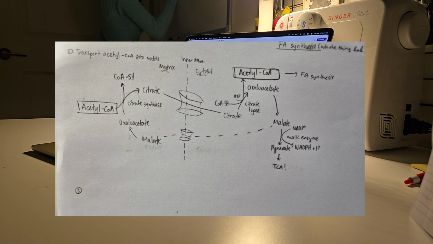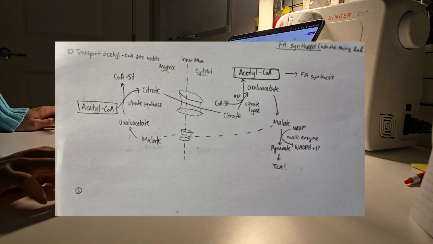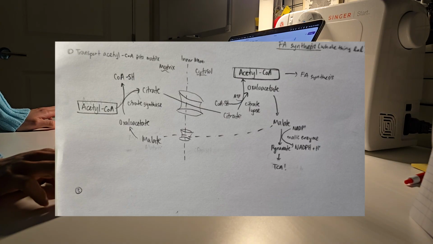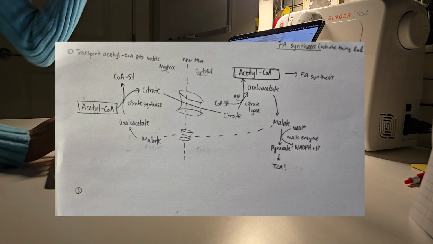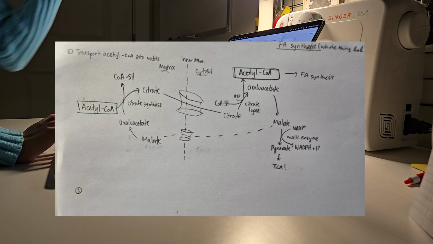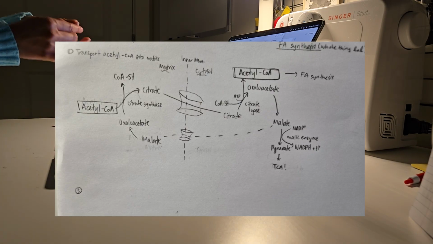But before crossing the inner membrane, malate can actually be converted into pyruvate, and from there you form NADPH. NADPH is one of the two things that are required for fatty acid synthesis, with one being acetyl-CoA and the second being NADPH, because that's the reducing cofactor, if that makes sense.